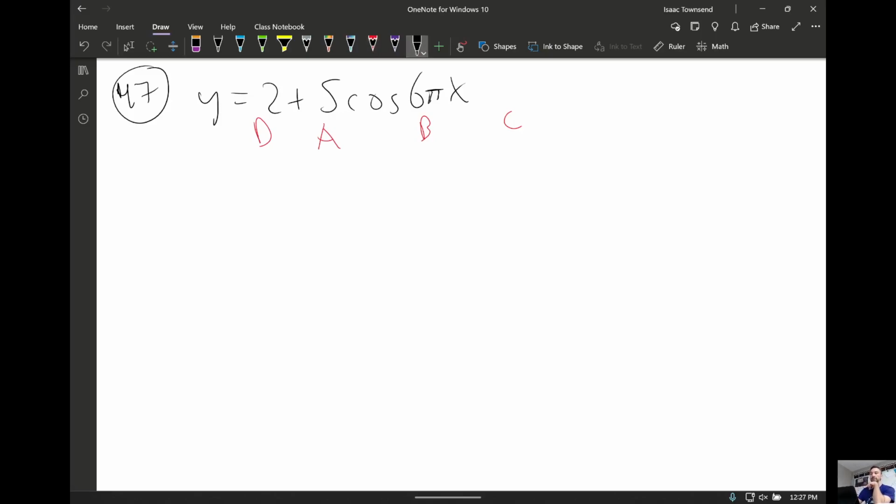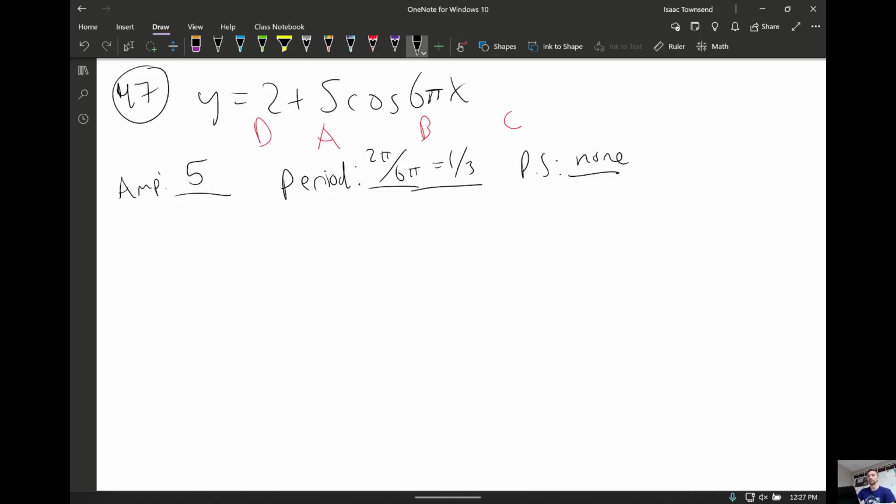So you have to identify A, B, C, and D. Even though it doesn't say you have to write this down, at some point we're going to have to think about the amplitude is the absolute value of A. All of this has to cross your mind to graph it correctly. Period is 2 pi divided by B, which reduces to 1/3. The phase shift, there's not one because there's no C value. We're not adding or subtracting anything to X. And there is a vertical shift of, this is a positive 2, so a vertical shift up 2. Otherwise, other than these transformations, it's a cosine graph.